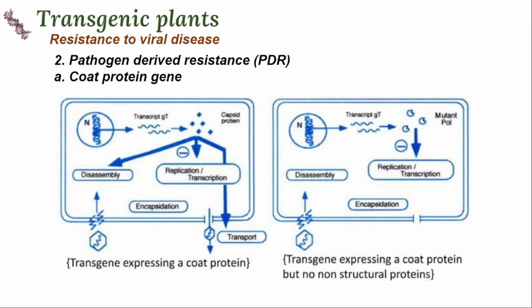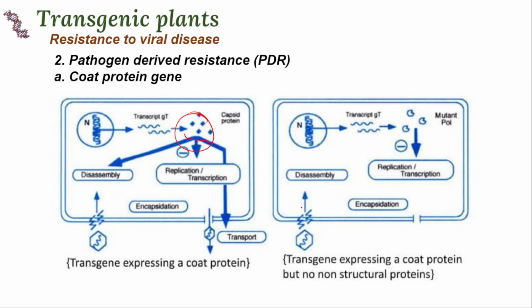The next type of pathogen-derived resistance is coat protein genes. The virus gene will be expressed and integrated into the host genome, and it then modifies the genome and expresses the coat protein as well as the genetic material. Here, we will target the coat protein in such a way that we insert the antisense RNA of the coat protein into the plant genome.